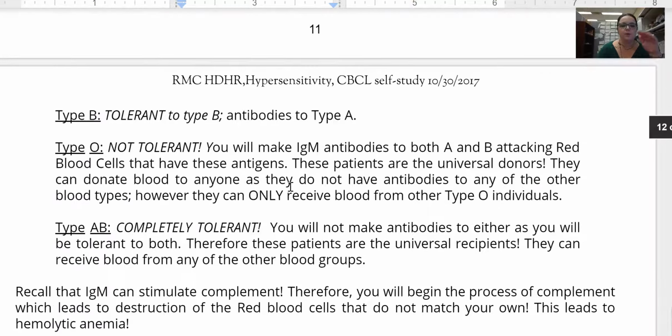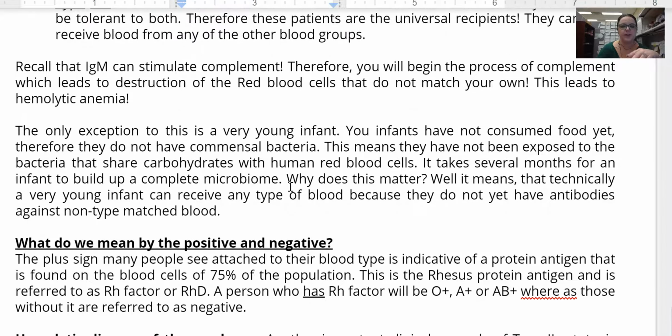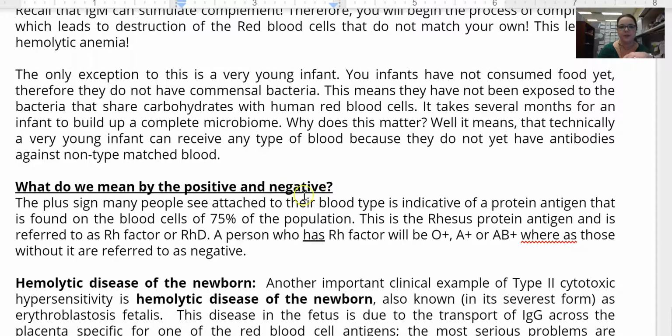So go through this and understand how that works. Now, what do we mean by that positive and negative? Positive and negative really is the Rh factor, the rhesus protein factor. And this is a protein. So if it's a protein, now we're talking IgG. So you can have IgM antibodies to the actual blood group, but then you have IgG antibodies to the positive or negative, whether or not you express rhesus protein.